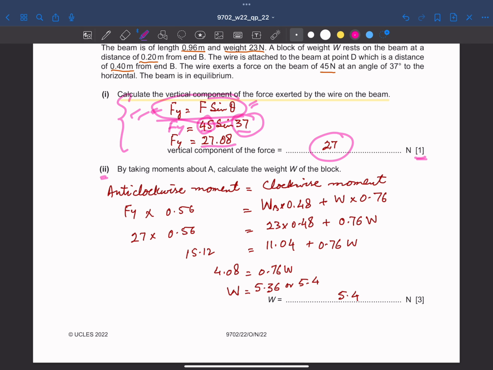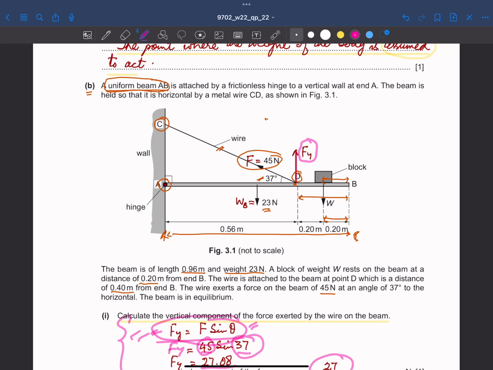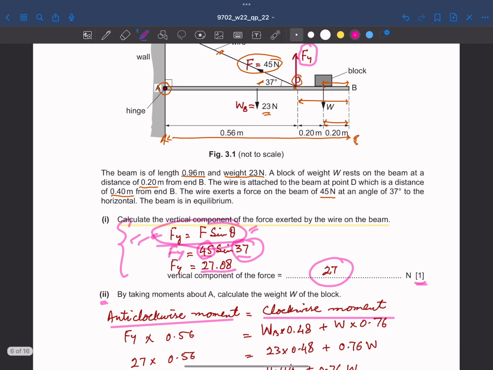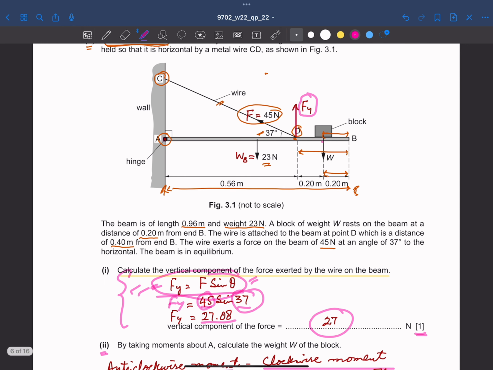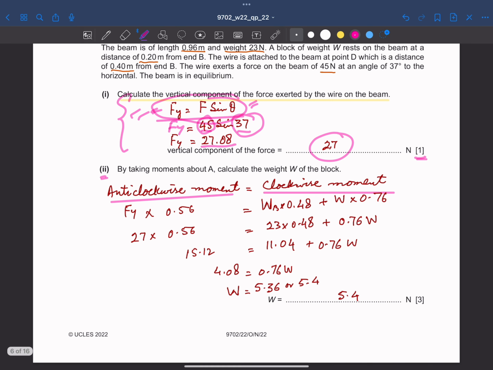Next part, by taking moment about A, the pivot, what you have to do is calculate the weight of the block. You know that the anti-clockwise moment is equal to the clockwise moment. Very simply, we have two forces, W and this W, the weight of the beam and the weight of the block, and both of these forces give you the clockwise moment, but on the other hand this Fy gives you the anti-clockwise moment.